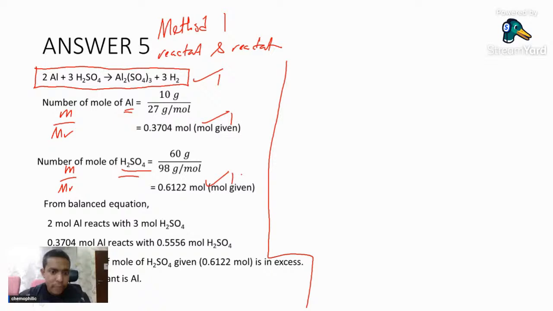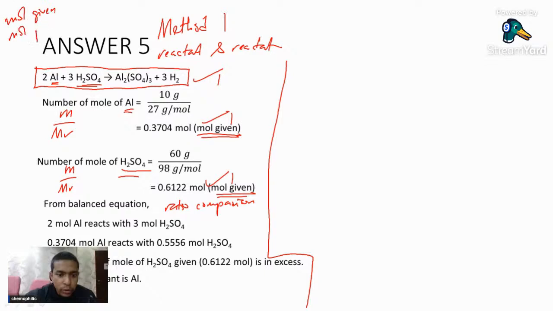And then you need to do the ratio comparison. In this first method, we compare reactant and reactant. So I compare the mole of Al and also the mole of H2SO4. But when you do this, don't forget it is the mole that you calculated. This is the mole that has been provided, mole given. Some lecturers use mole given, some use mole provided. They are the same thing.